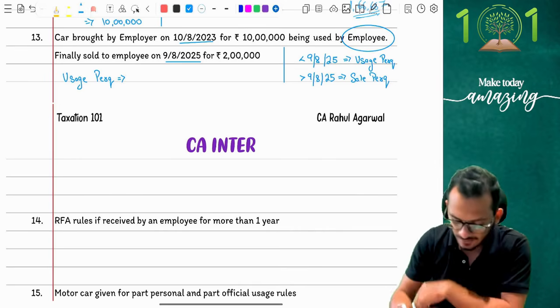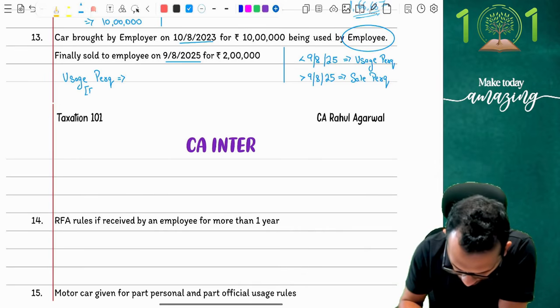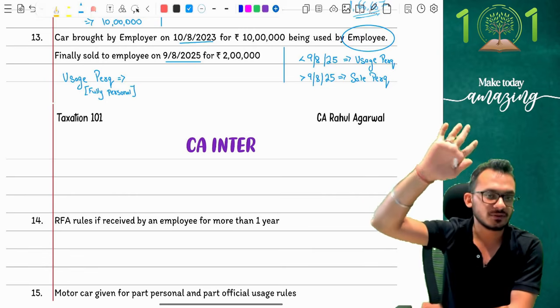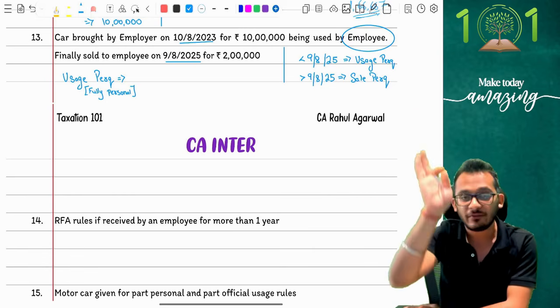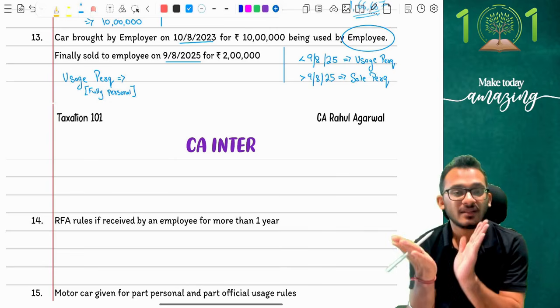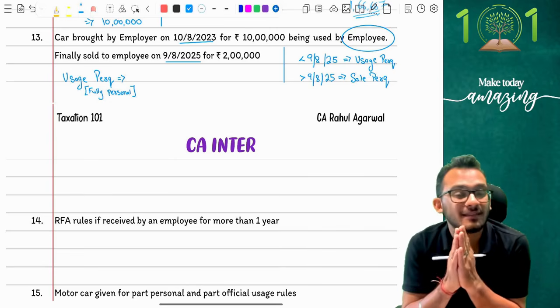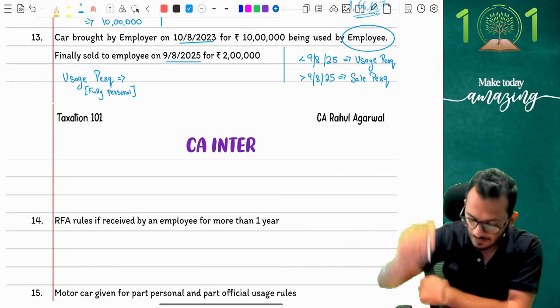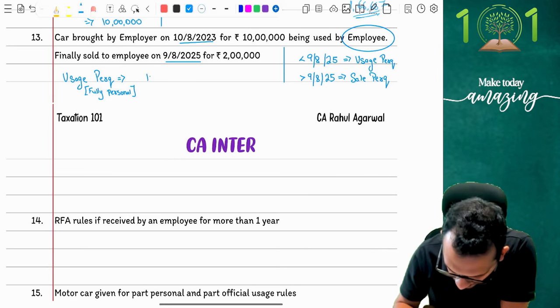In this question, nothing is given. I'm going to assume that it is fully personal. When no information is given to me, I have to assume this is fully personal, because if I don't do that, then I'll have to ask additional questions, 1600, non-1600, all those things. I'm assuming fully personal. Now, when a motor car is given to you for fully personal purposes, income tax says if the car is bought by the employer, the perquisite is 10% of the original cost of the car, which means I am going to take it as 10% of 10 lakh rupees.